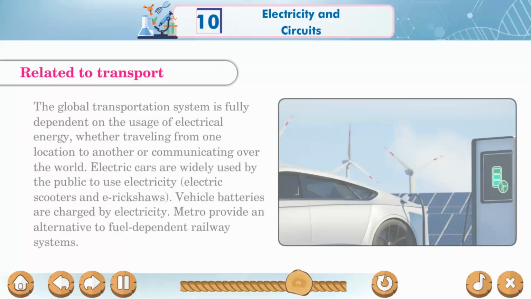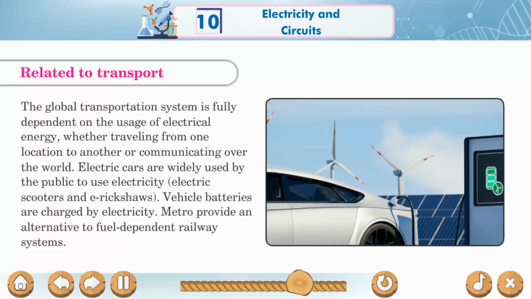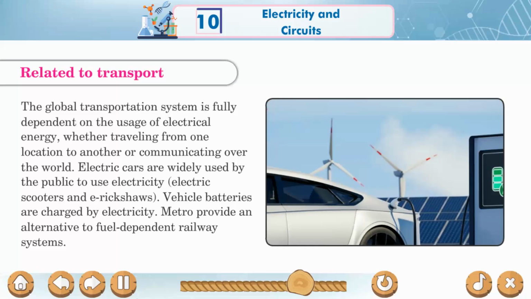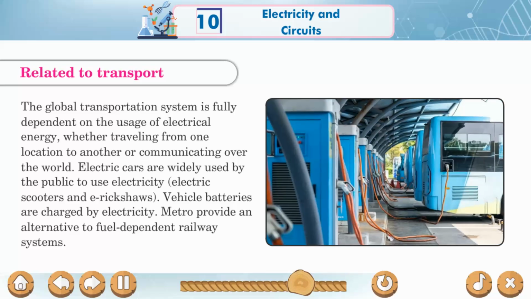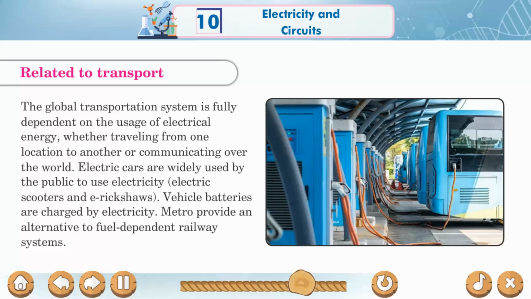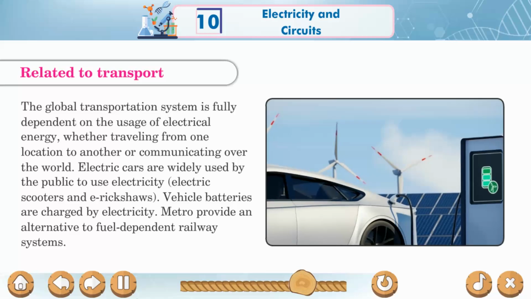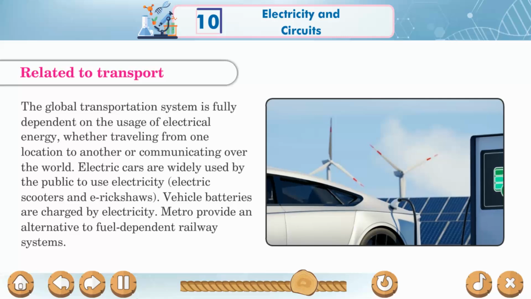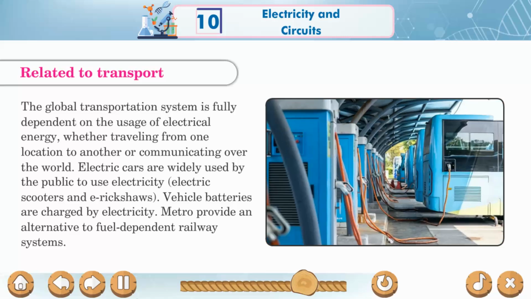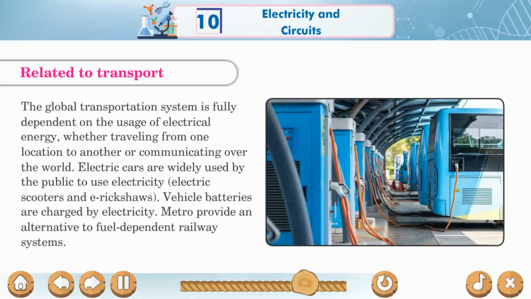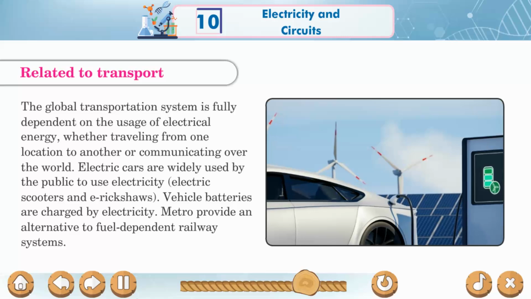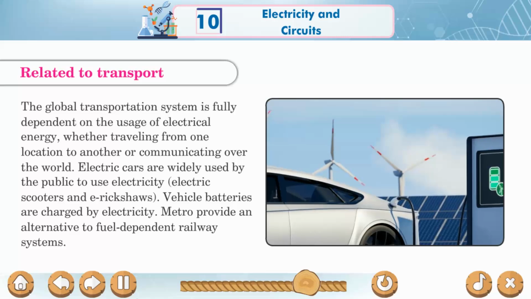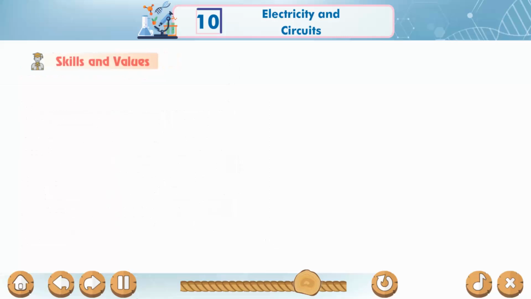Related to transport. The global transportation system is fully dependent on the usage of electrical energy, whether traveling from one location to another or communicating over the world. Electric cars are widely used by the public, as are electric scooters and e-rickshaws. Vehicle batteries are charged by electricity. Metro provides an alternative to fuel-dependent railway systems.